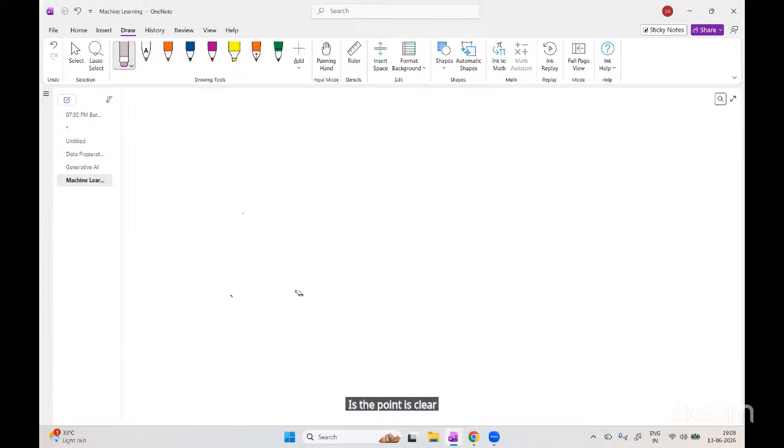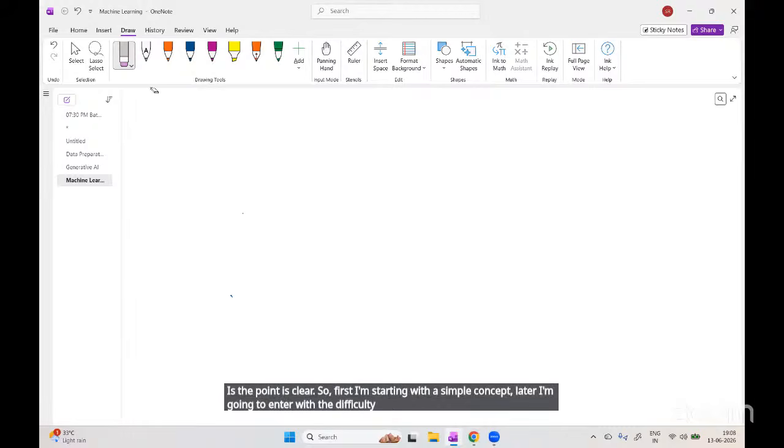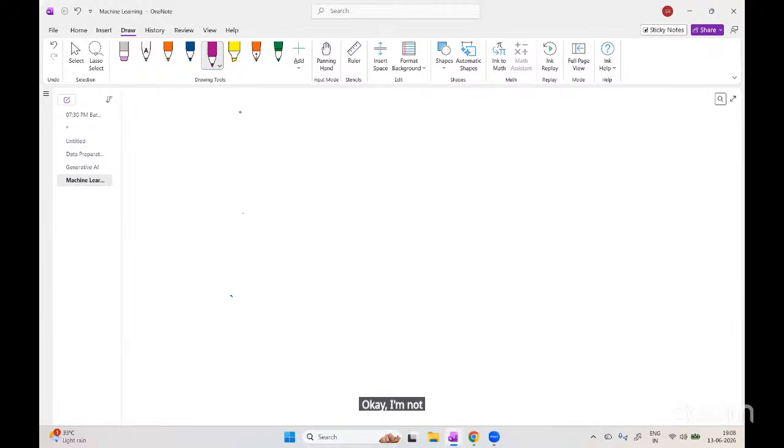So first I am starting with the simple concept. Later I am going to enter into the difficulty. Like that, I'll explain multiple examples, guys. I'll not stop with one example. I'll explain multiple examples. Now, first, let's start with the first project. We call it the simple regression project. What is the project name? Simple regression project.